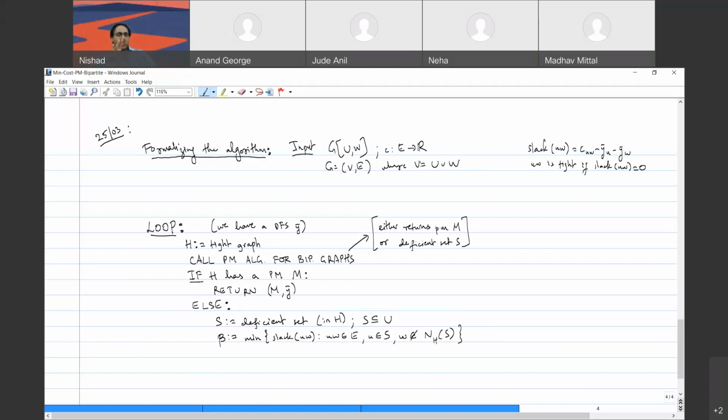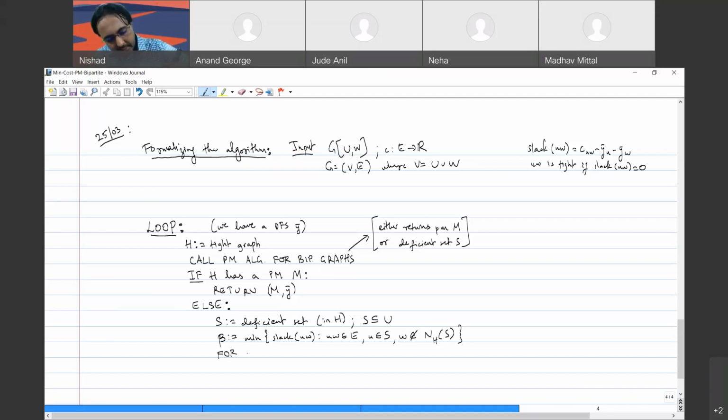We wrote down W is in the neighborhood of S in G minus the neighborhood of S in H. That is the same as saying it's not a neighbor in H. Okay. So this is going to be our beta. And now what shall we do? Update the y values. And how are we updating them?